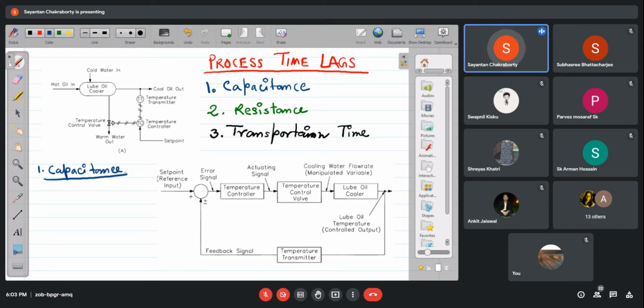And the transportation time is something completely different from this resistance and capacitance. So the property of delaying or retarding any change in the value of a process is these three properties. First of all, what is the capacitance? The capacitance is nothing but the ability of a process to store energy. That's important.